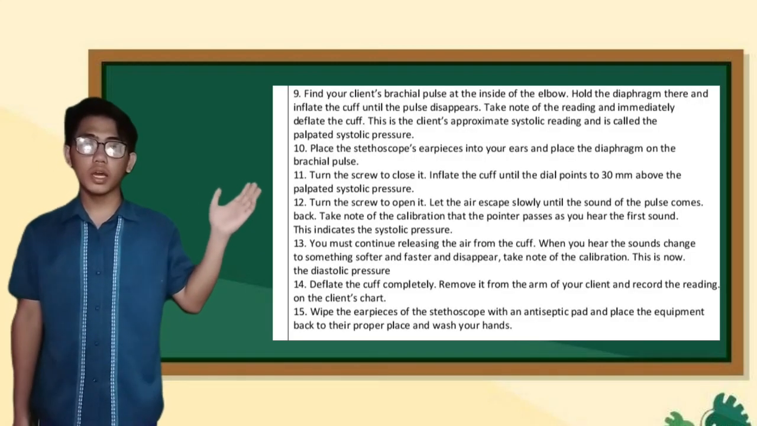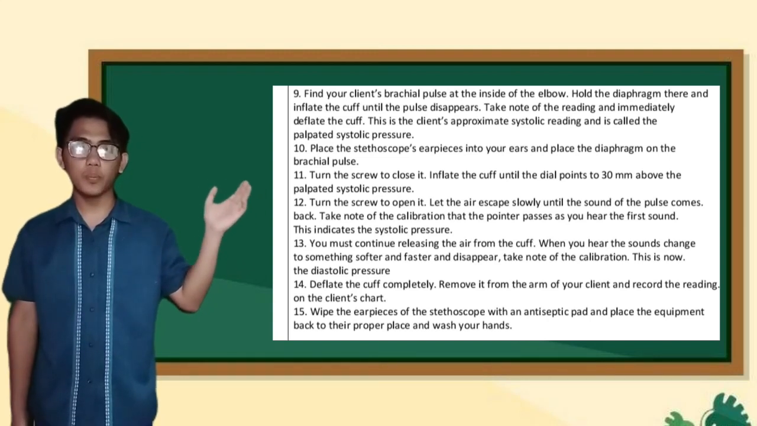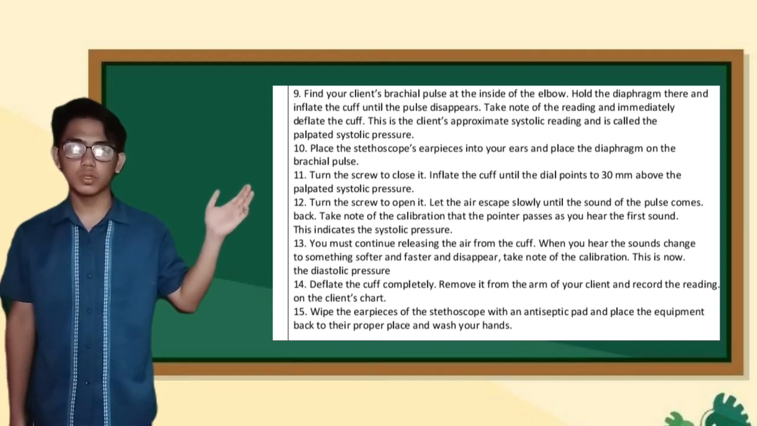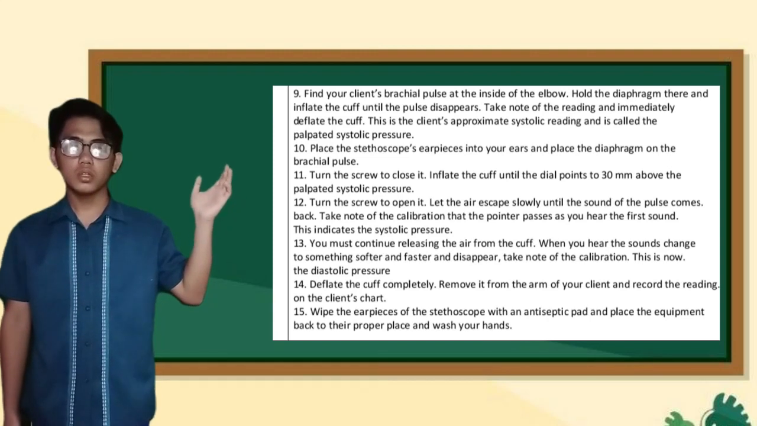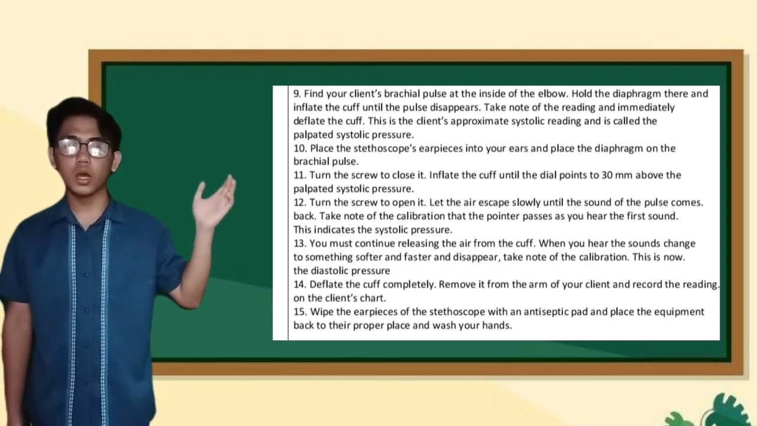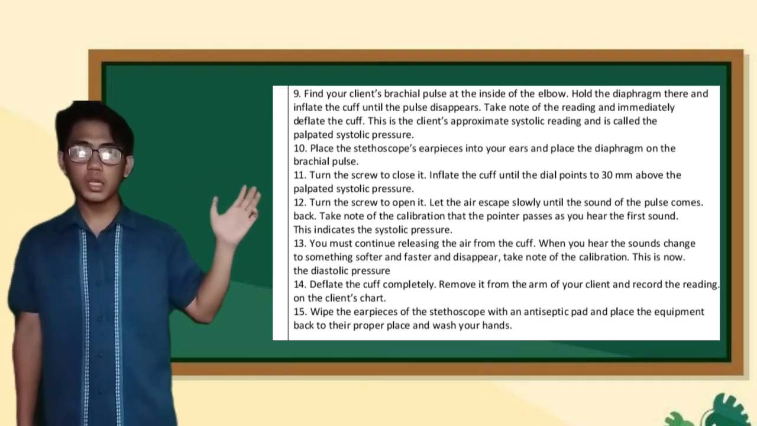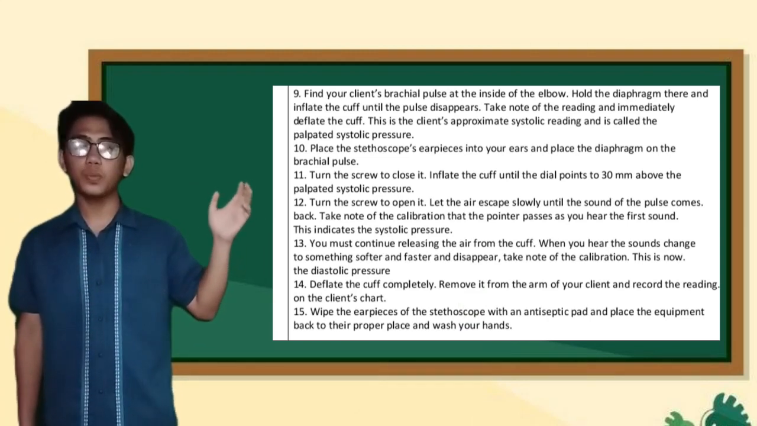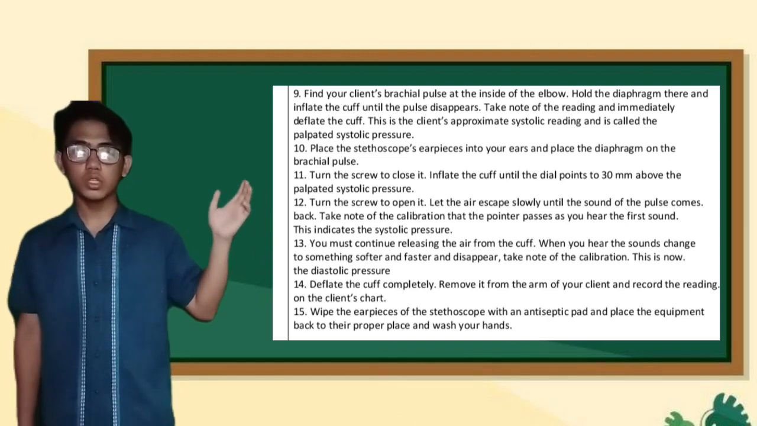9. Find your client's brachial pulse at the inside of the elbow. Hold the diaphragm there and inflate the cuff until the pulse disappears. Take note of the reading and immediately deflate the cuff. This is the client's approximate systolic reading, and it's called the palpated systolic pressure. 10. Place the stethoscope earpieces into your ears and place the diaphragm on the brachial pulse. 11. Turn the screw to close it.